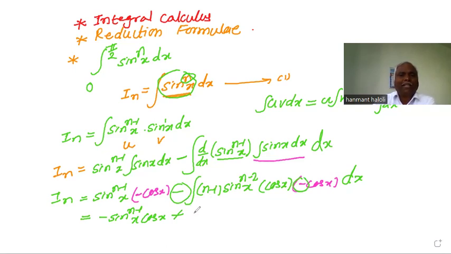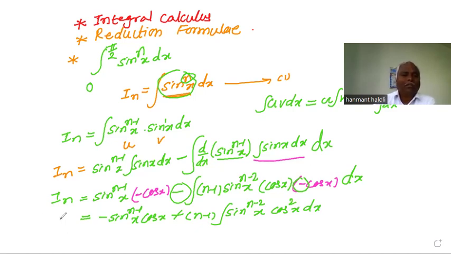Then, in the remaining parts, I'll take the number n minus 1 outside the integral sign, and here cos into cos we get cos, plus sin raised to n minus 2 x into cos square x dx. This you got in the next step.